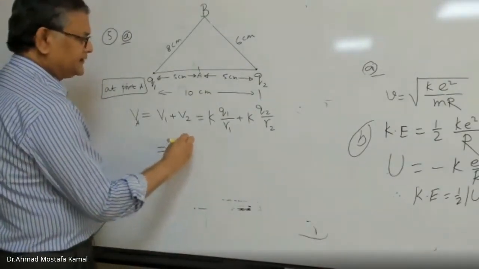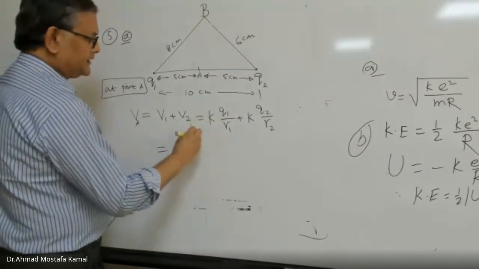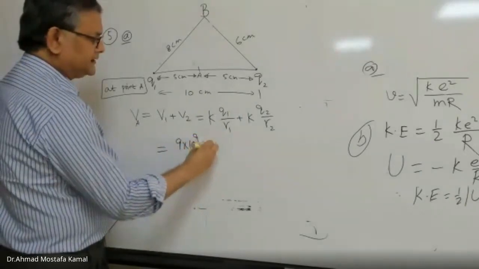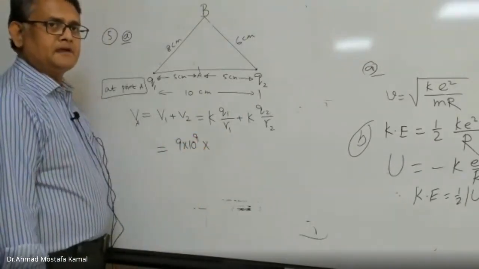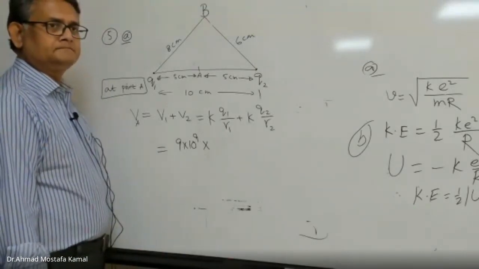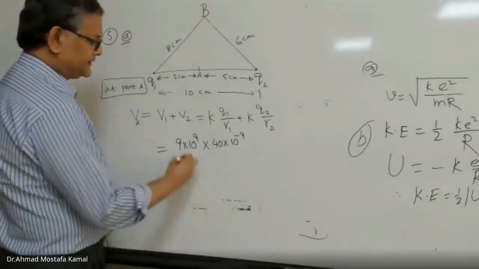What is the value of Q1? Q1 is given there, the first charge. K is 9 × 10^9, and Q1 is what? Can you help me? I can't see from here. Sir, 40 into 10 to the power minus 9, right? 40 into 10 to the power minus 9.